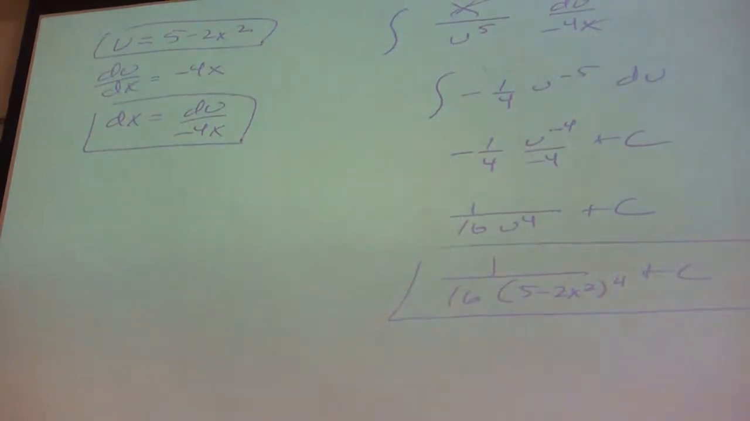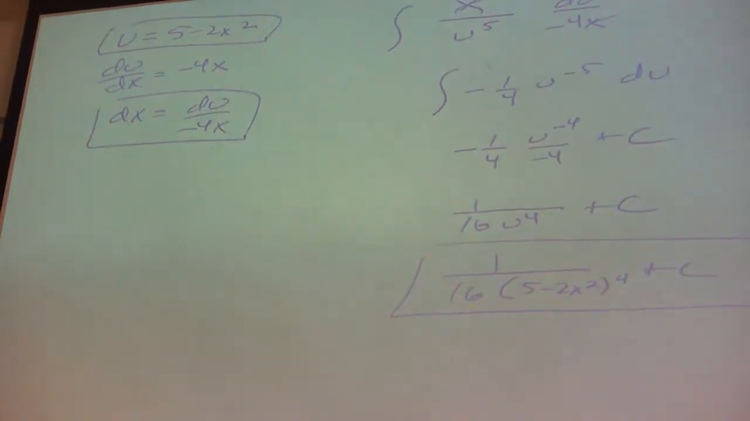Now again, if you made a little mistake, it's okay. Try to figure out where it was. Was it a little mistake? Did we just get a little confused? What happened? Okay? Questions?